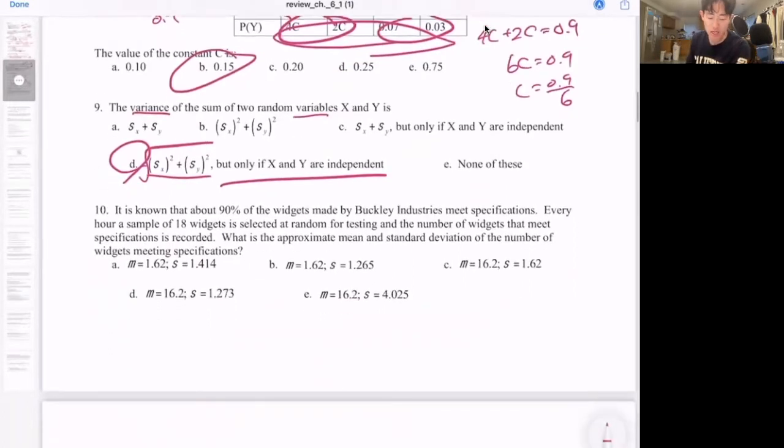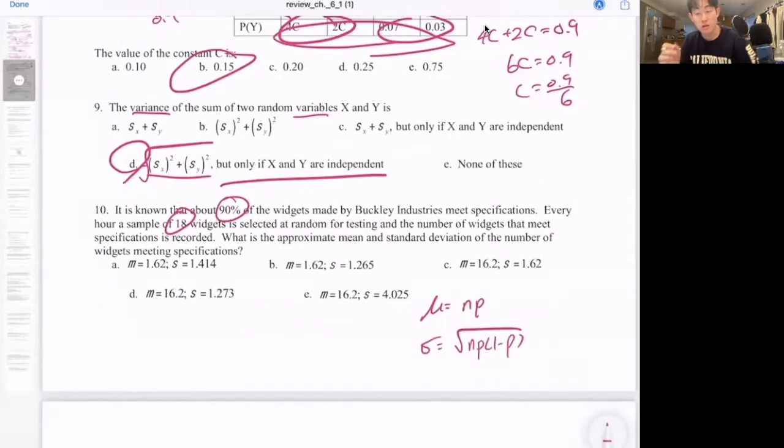Number 10, it is known that about 90% of widgets made by Buckley Industries meet specifications. Every hour, a sample of 18 widgets is picked. What is the approximate mean and standard deviation of the number of widgets meeting specification? In these particular cases, the formulas are that the mean is np and the standard deviation is the square root of np times 1 minus p, if and only if you can assume that this is going to be independent.